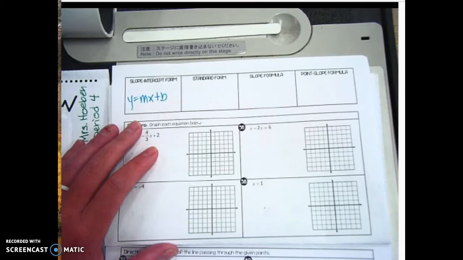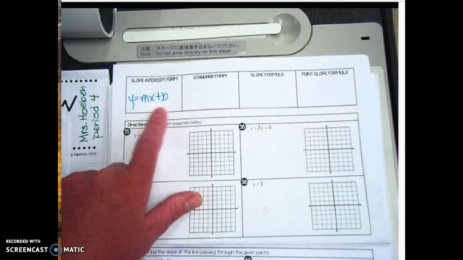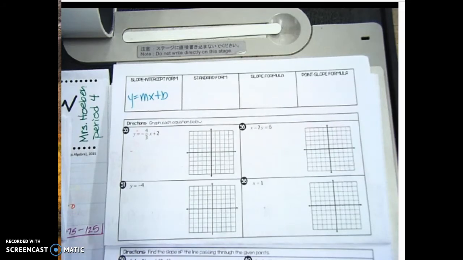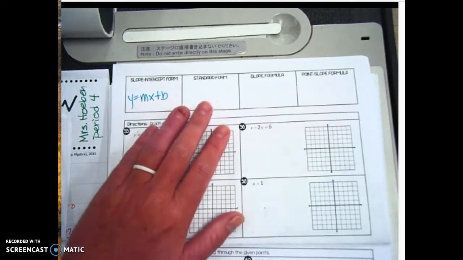Why? Because it gives you 2 things. It gives you the slope, gives you the intercept. So slope is the variable m. Intercept is the variable b. That's where you put your 2 numbers, that y and the x stay in it. That's a great form for graphing, which we're going to see in just a second.